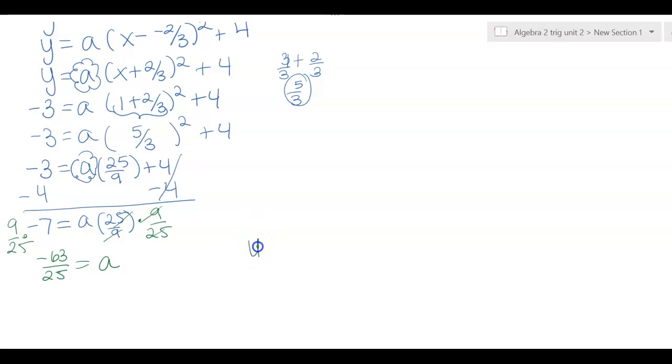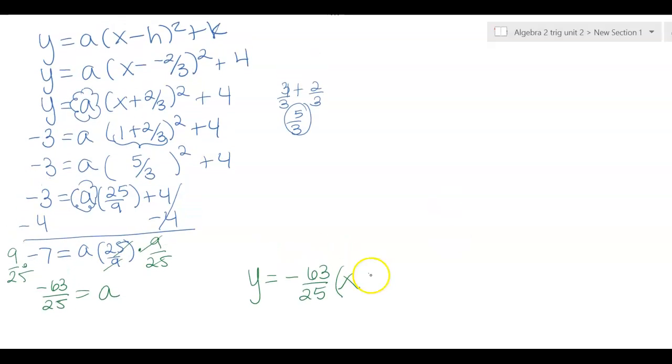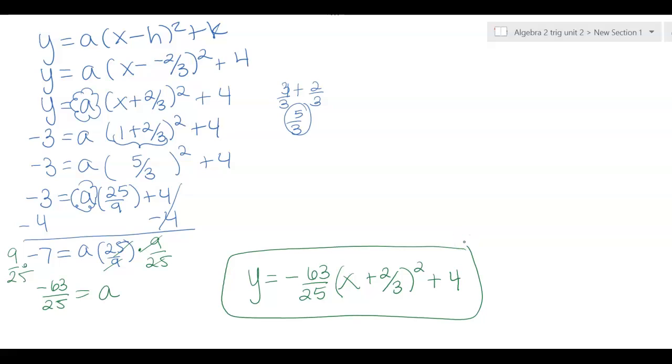So my vertex form of my equation is then an a value of negative 63 over 25, and then x plus 2/3 squared because of that h value, and then plus 4 because of my k value, and this is my equation. So that kind of covers the different ways that we would write equations with different pieces of information. So hopefully that's helpful.